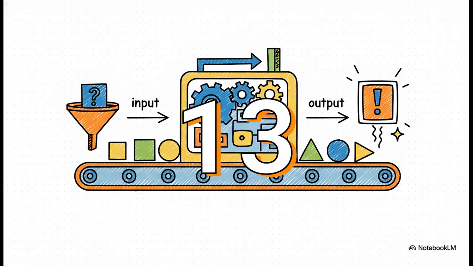And boom, there it is, 13. That's our answer, that's the output. So we can say with confidence that f of 2 equals 13. Think about our machine analogy. We dropped a 2 in, the machine did its thing, and a 13 popped out.